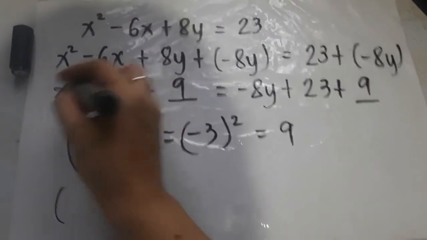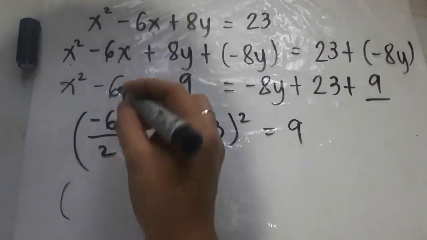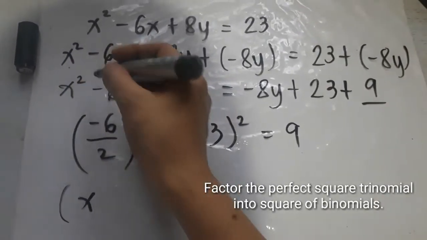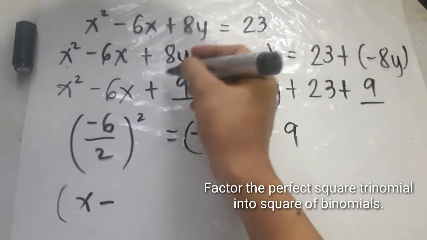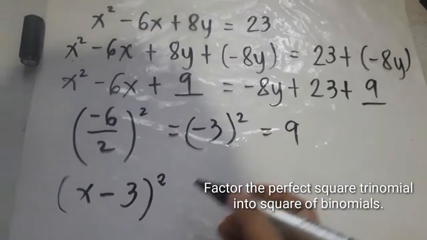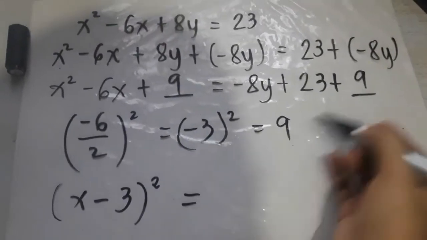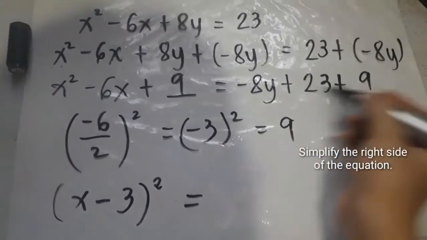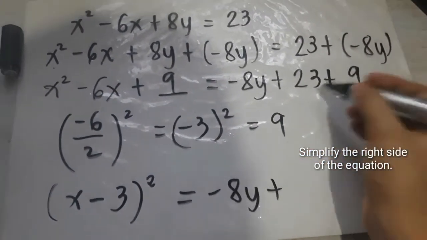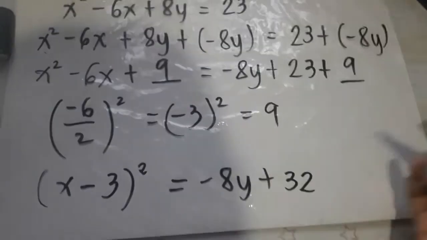Next, we simplify this perfect square trinomial into the square of a binomial. Get the square root of x squared, that is x. Copy the sign of the middle term, that is minus. Then the square root of the last term, 3. So it becomes the quantity of x minus 3 squared equals, simplify this side, negative 8y plus 23 plus 9. 23 plus 9 is 32.